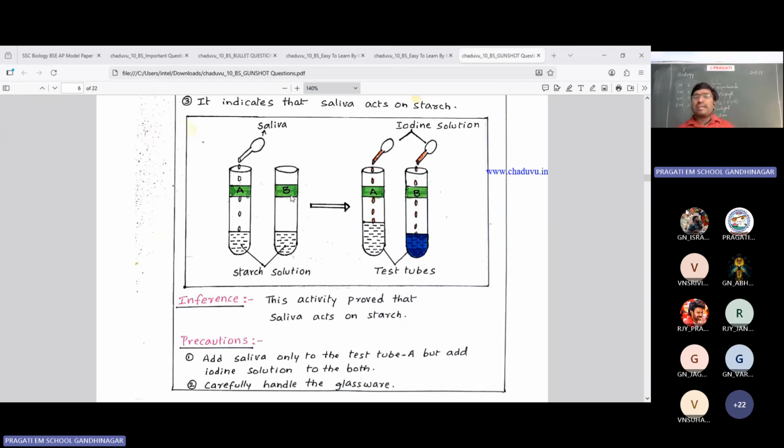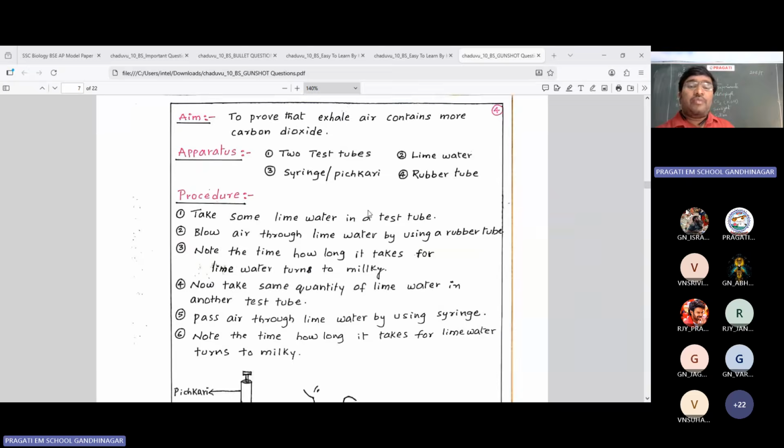And here also we are using glassware, so handle the glassware carefully. So this is also one of the important experiments, children. Try to prepare this experiment also. And in one of the UTF papers and some papers released by the government, there is carbon dioxide in exhaled air. How can you prove that exhaled air contains carbon dioxide? This is also there, children. Maybe this type of question will come. So try to prepare this question also.